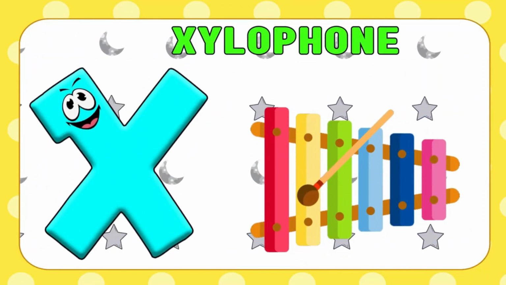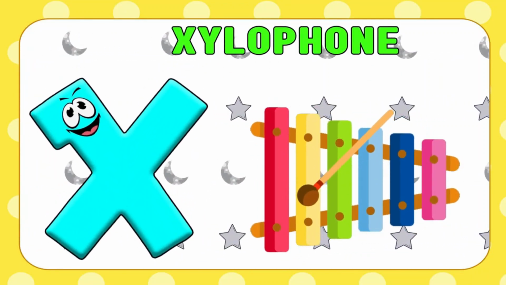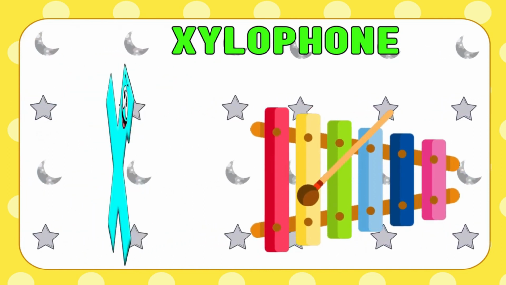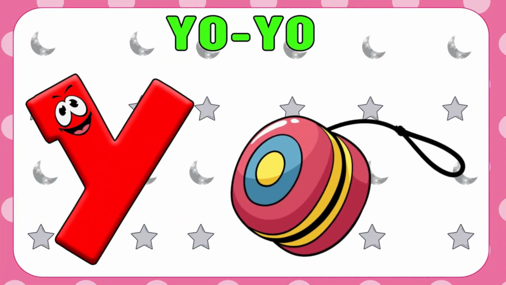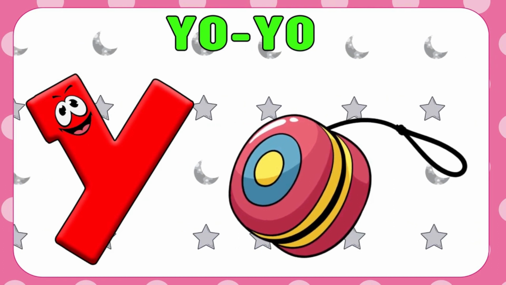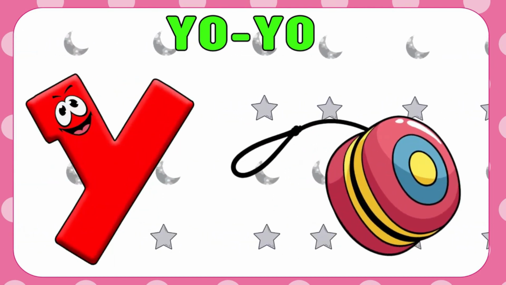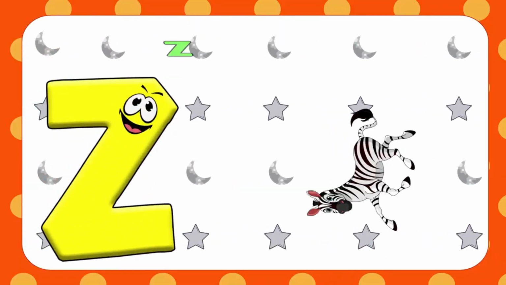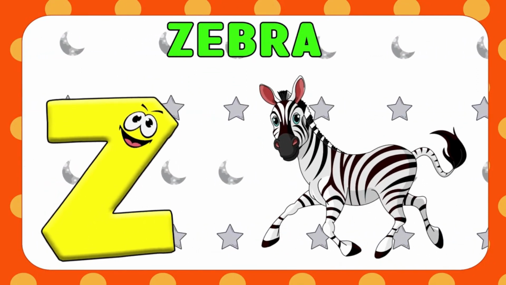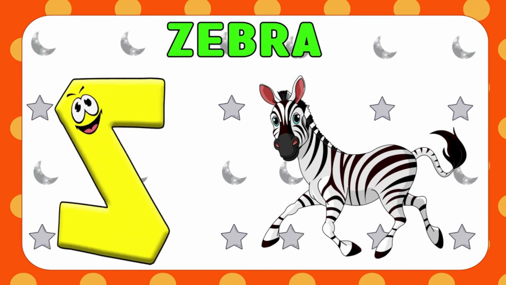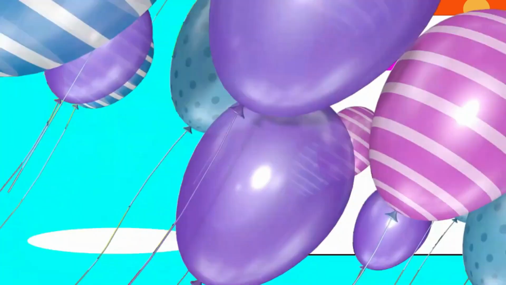X is for xylophone. X, X, xylophone. X, xylophone. Y is for yo-yo. Y, Y, yo-yo. Y, yo-yo. Z is for zebra. Z, Z, zebra. Z, zebra.